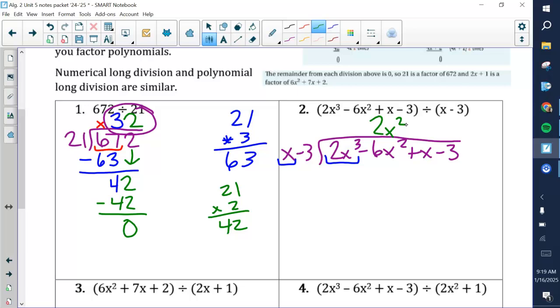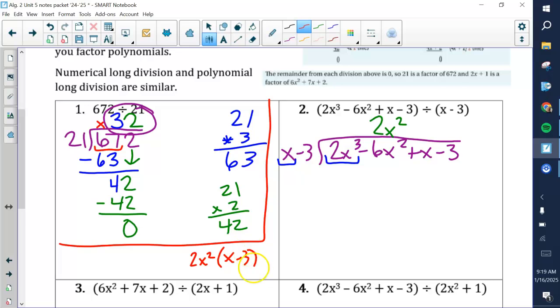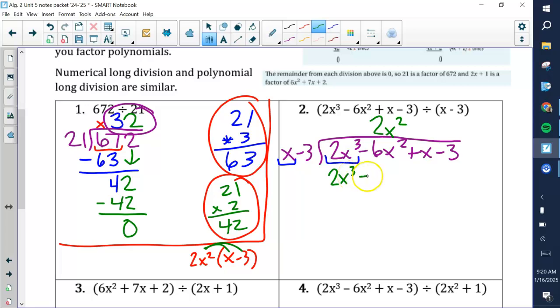Now, to figure out what I'm going to write in the next row, I am actually multiplying 2x squared times the x minus 3, just like I did up here with the 21 and the 3 and then the 21 and the 2. I'm doing the same thing here. So if I distribute that, I end up with 2x cubed minus 6x squared.